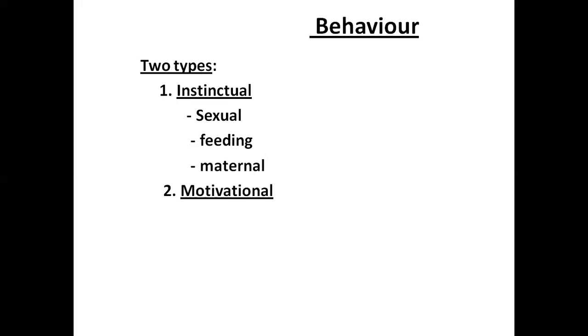Coming to behavior, there are two types. One is instinctual behavior. That is, it can be your sexual feelings, your feeding feelings, and the maternal feeling. The second is the motivational behavior, social. Your friends can motivate you, your teachers can motivate you. Protective. So you can be more protective, like for the family, you will think of it and you get motivated, reward or punishment.